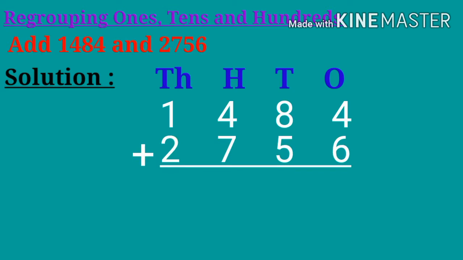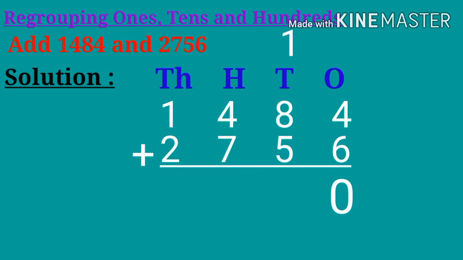Regrouping ones, tens and hundreds. Add 1484 and 2756. The first step is to arrange the given numbers column-wise according to their place value, right? Then add the ones digits. 4 ones plus 6 ones is equal to 10 ones. Now we have to regroup 10 ones, that is equal to 1 ten plus 0 ones, writing 0 in the ones place and 1 in the tens place.